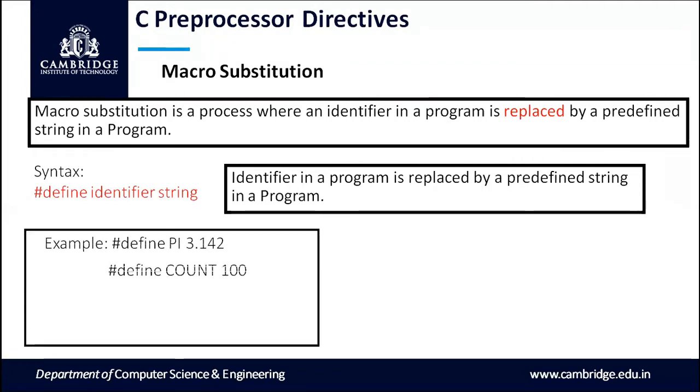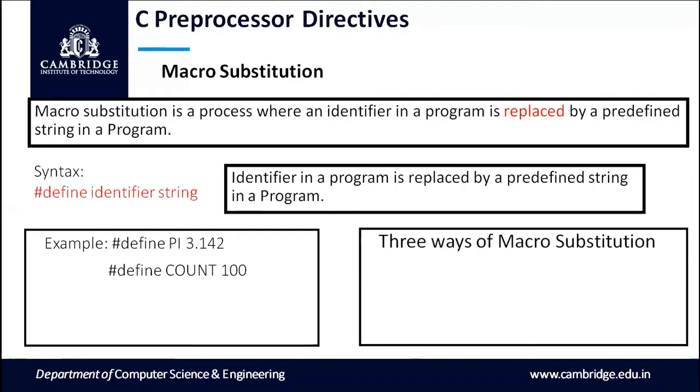For example, #define PI 3.142. This says that wherever PI comes in my program, it will be replaced with the value 3.142. This is the predefined string I give in my program. This value will be placed wherever PI appears. One more example: #define COUNT 100. Wherever COUNT appears in my program, it is automatically replaced with the value 100. This is how macro substitution works.